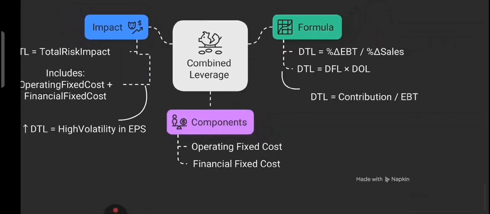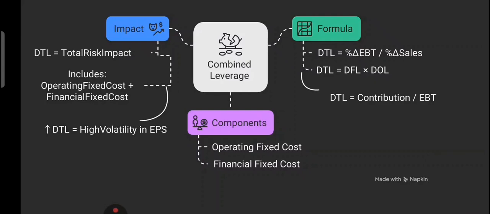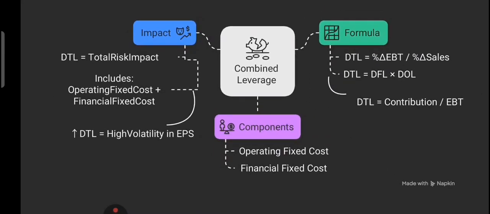So combined leverage is like driving with both the gas pedal and turbo engaged. The reward can be huge, but so can the risk. So handle it with insight. Now friends, that is all we need to learn from this particular chapter.